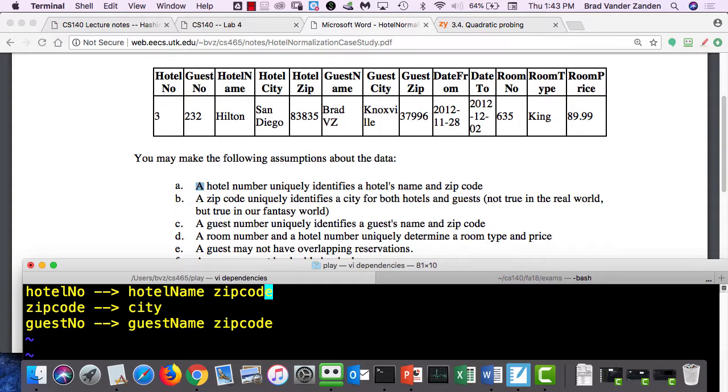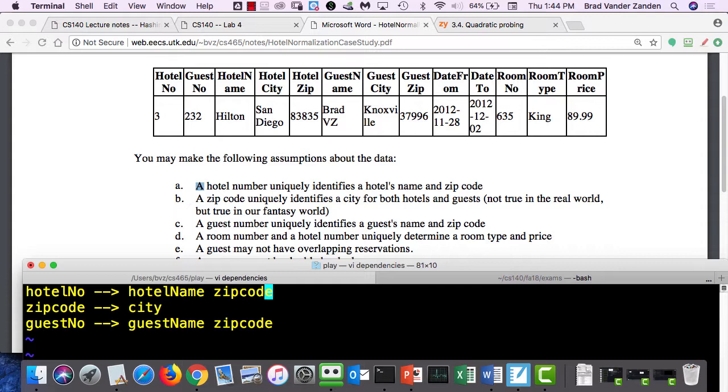Hotel number, what do you, no, because those are 2 different entities. I see what you're saying. A zip code is really the same thing, but a hotel and a guest are 2 different things. You really need a hotel database for your hotels and a guest database for your guests. It's like a guest number and a room number doesn't determine the room type or price, but a hotel number and a room number determines the room type. Right. So there's things that we'll get to in a moment.